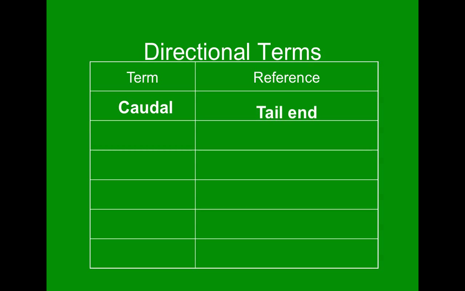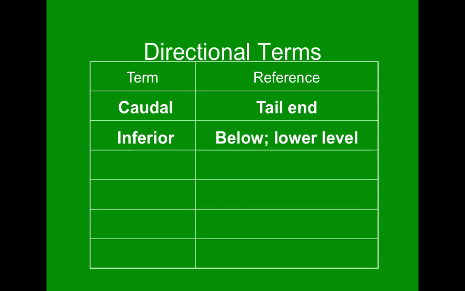Caudal means towards the tail end. Okay, so that would be sticking out of our backside, because we did used to have tails during our development that disappeared. All of us. Inferior is kind of its synonym. It is the opposite of superior, and that means below or at a lower level. So for instance, my foot is inferior to my knee.